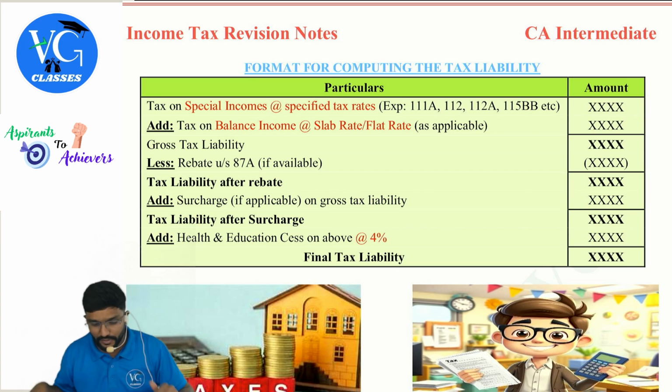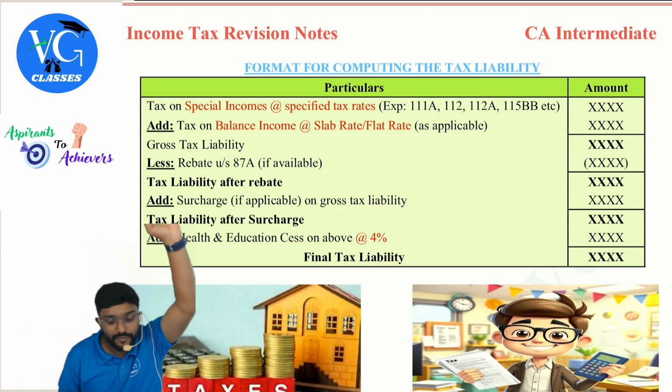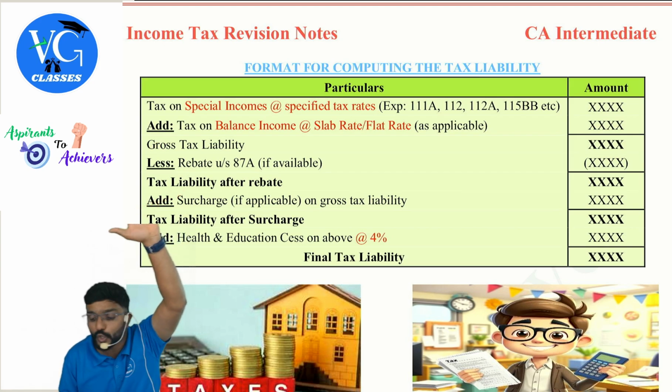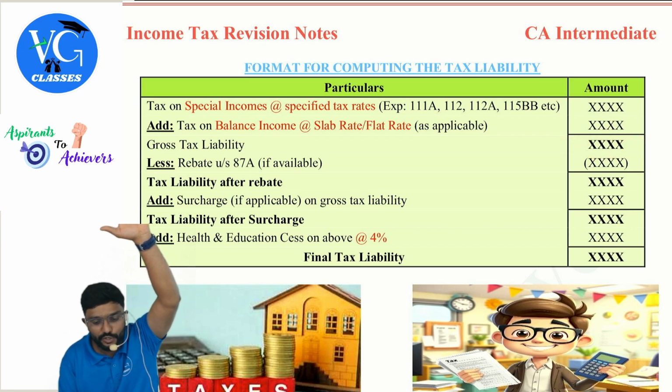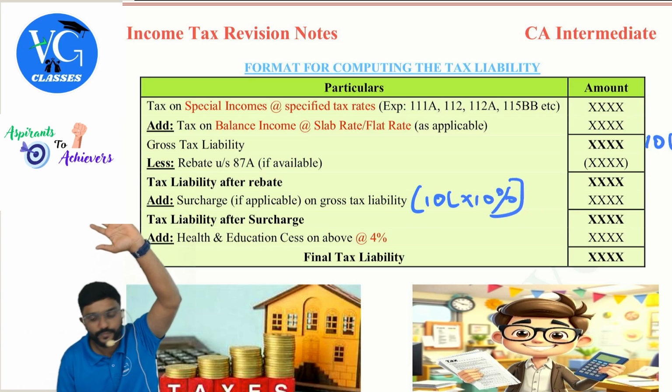Not always. When surcharge is applicable, on what amount? Assume the surcharge rate is 10%. On what amount should I apply it, sir? On the gross tax liability, not on income. Gross tax we would have already calculated on income, whereas surcharge is always on the gross tax figure. Assume, guys, gross tax is 10 lakh and 10% is the surcharge rate. So, how much would be my surcharge? 10 lakh into 10%, 1 lakh. Hope you guys are getting it.